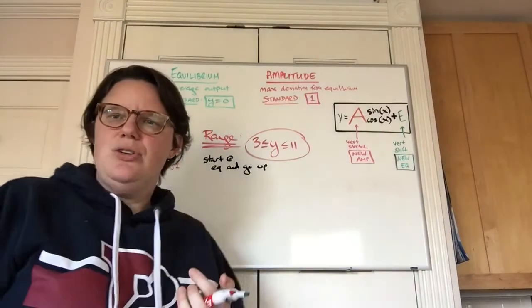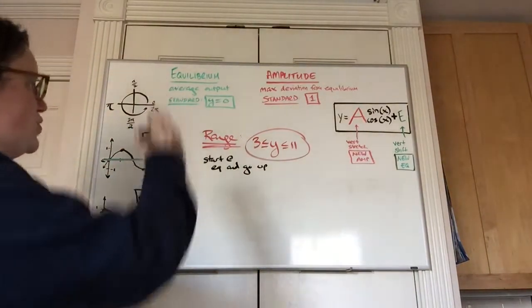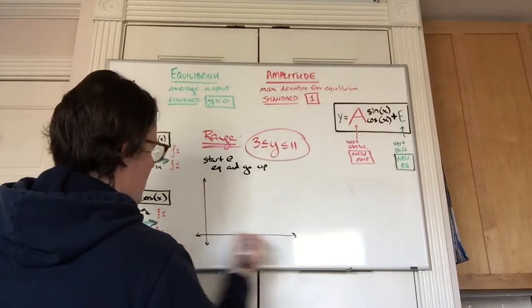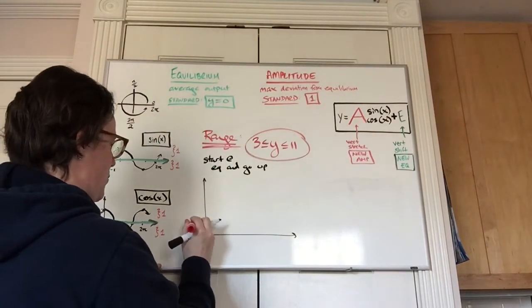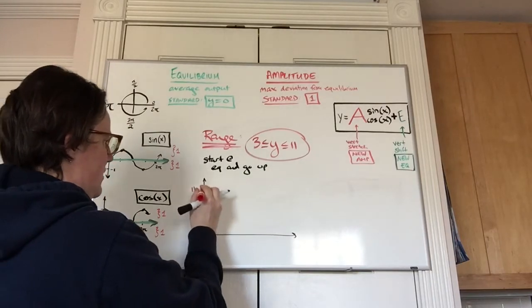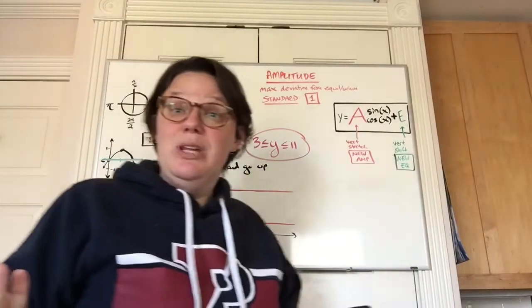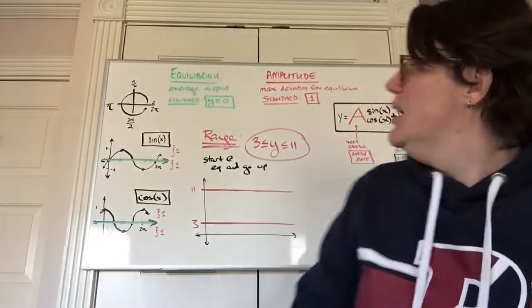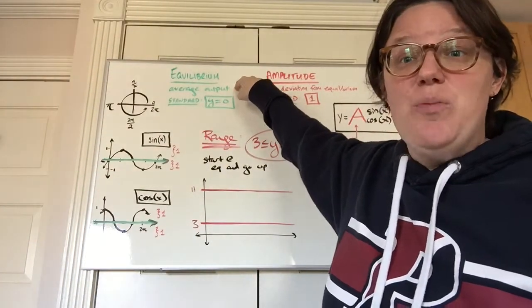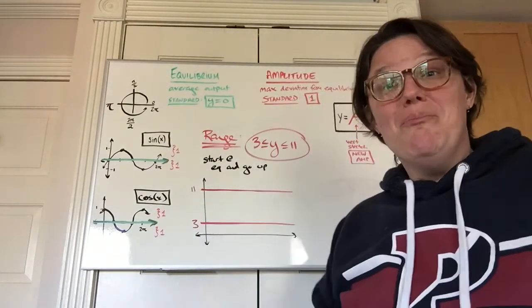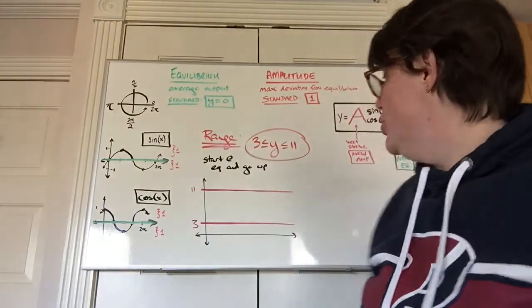So here's the deal with range. We're trying to draw a graph that goes between 3 and 11. You can even start your picture right away if that helps you. You could say, okay, my lowest point is at 3, my highest point is at 11. What you want to figure out is where the equilibrium is. That's really easy. Equilibrium is the average output. So it's just whatever's exactly in the middle of your 2 points. What might be helpful is you just average those two numbers.